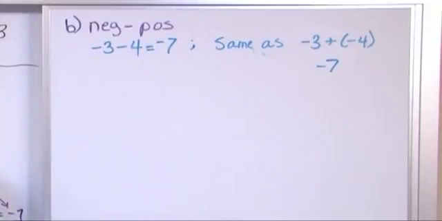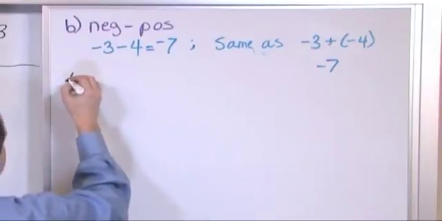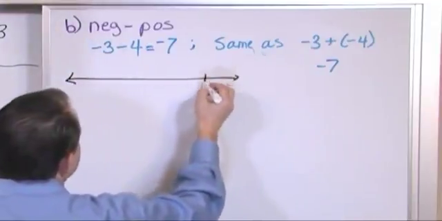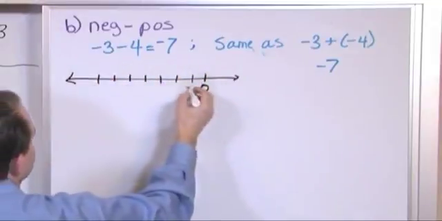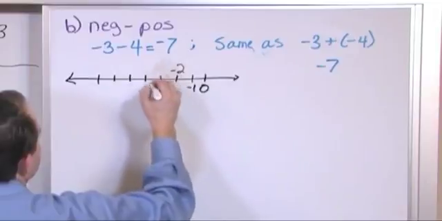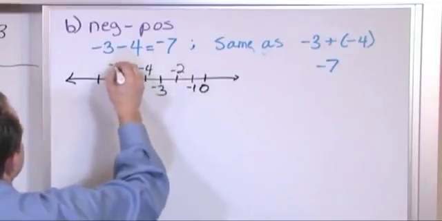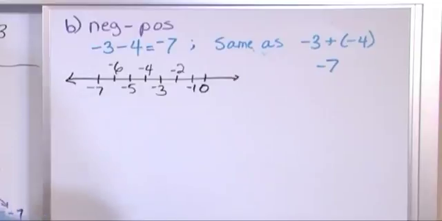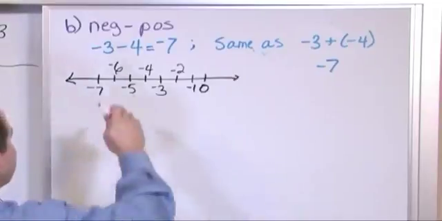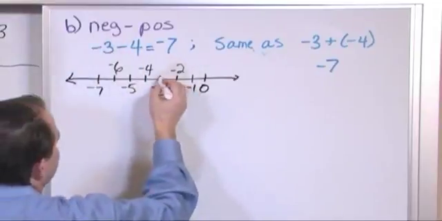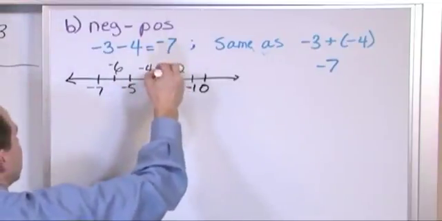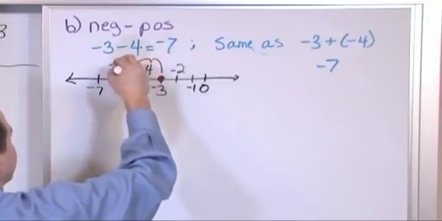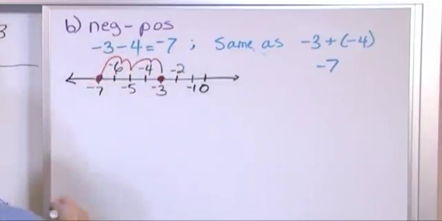Now, to understand where that's coming from, let's draw it on a number line. Okay, let's say this is 0 here. Negative 1, 2, 3, 4, 5, 6, 7. So negative 1, negative 2, negative 3, negative 4, negative 5, negative 6, and negative 7. And let's say that I'm starting off at negative 3 because that's how my problem is. I start here and I have to take away 4 from that. So I go this way. 1, 2, 3, 4. Negative 7.